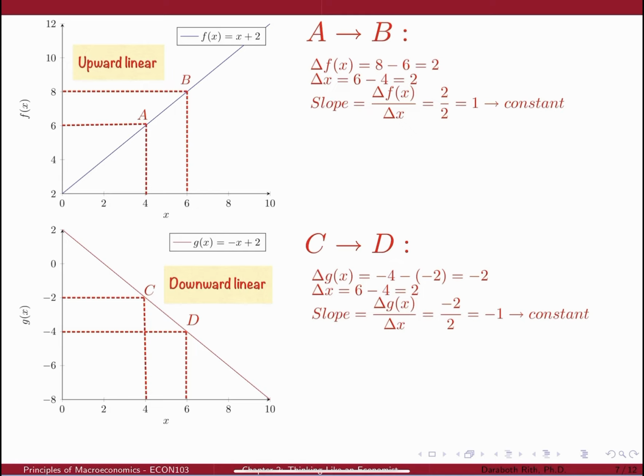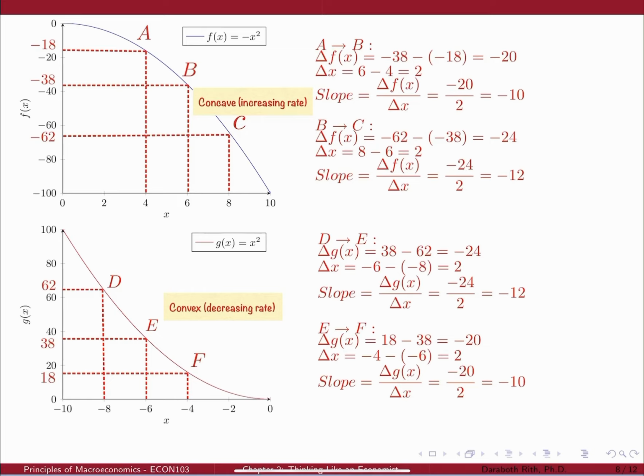So after all, both f(x) and g(x) functions represent a linear relationship, that they have a constant rate of change because the slope is constant. How about we take on when f(x) is curved? Consider the change from point A to point B.